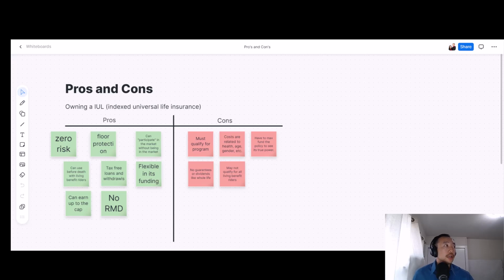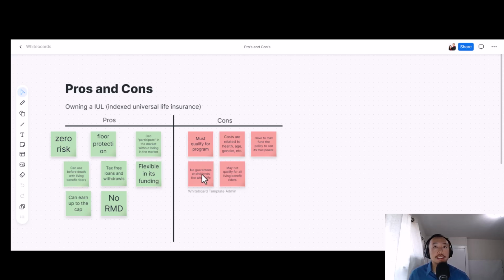Now that you know what the pros of owning an IUL are, next let's discuss some of the downsides of owning an IUL. The first downside of owning an IUL is that you have to qualify, since it is a life insurance program and costs are related to your age, your health, your gender, etc. When I say etc., I just mean your previous health conditions. And then the third downside is that you have to max fund this policy to see its true power. And when I say max fund, it just means to pay the maximum premium allowed per your allowable face value.